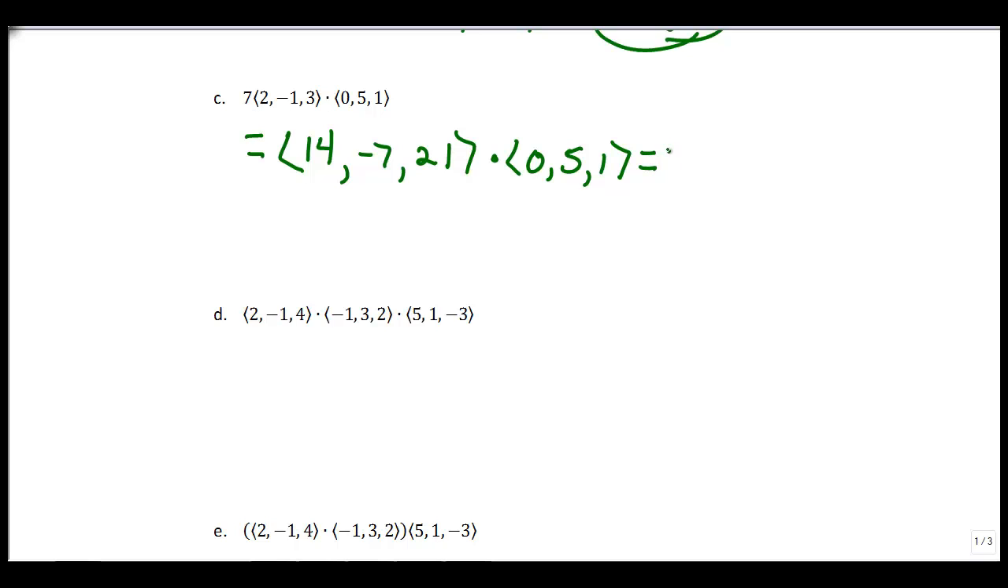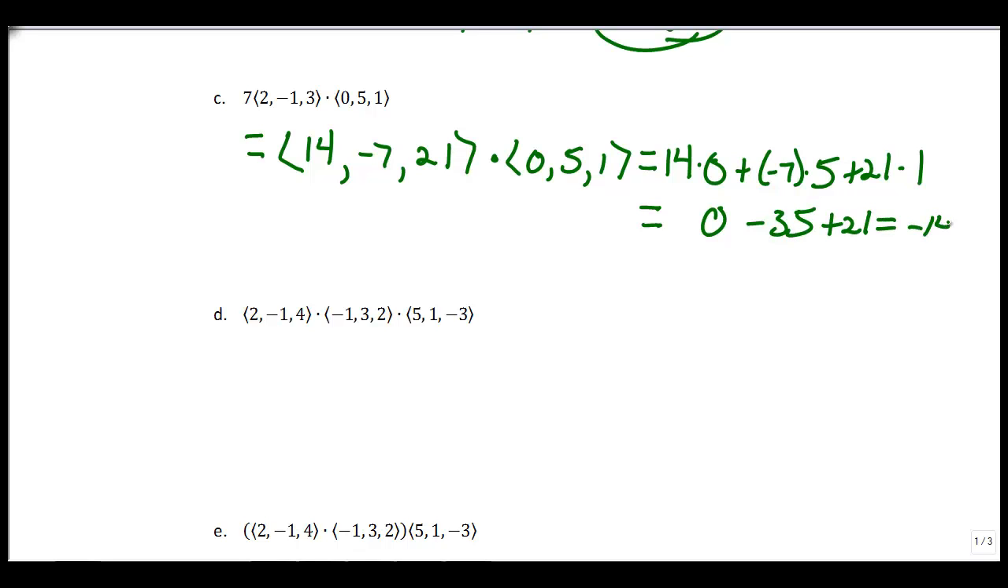You just distribute that 7 through here. And then what you get is 14 times 0 plus the -7 times 5 plus 21 times 1. And what that gives you is, let's see, 0 minus 35 plus 21. That gives you a -14. So that's one method here.